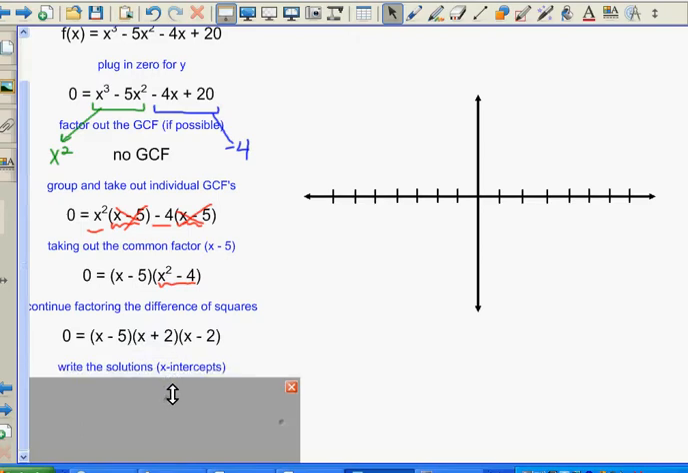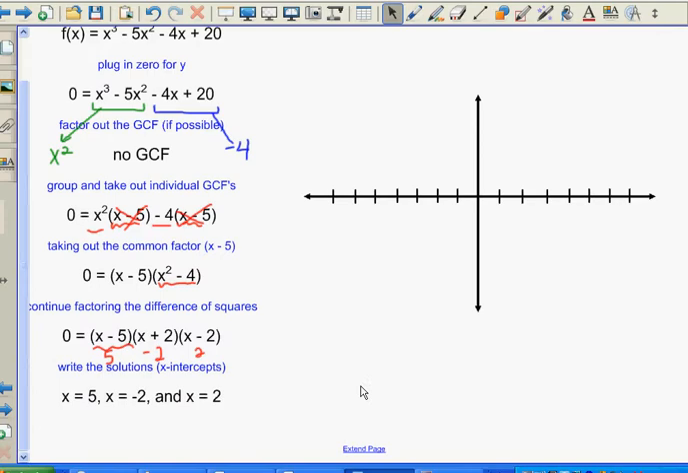Write the solution. So what makes the first factor equal to 0? That is 5, right? The second factor, what makes it equal to 0? That's negative 2. And the third factor is positive 2, right? So our solutions are 5, negative 2, and 2. And since none of those have an exponent on them, each of those will just cut straight across. Right, so at negative 2, at 2, and at 5, we'll be cutting across.